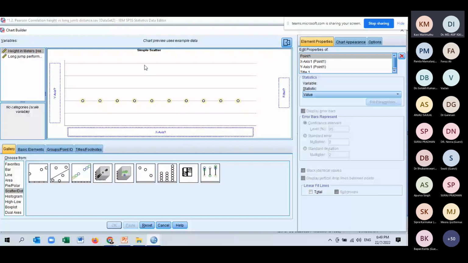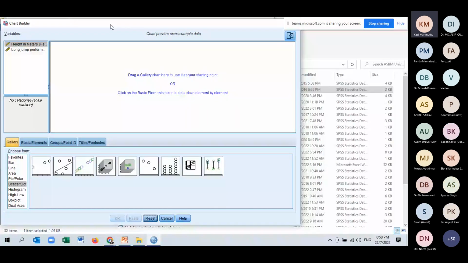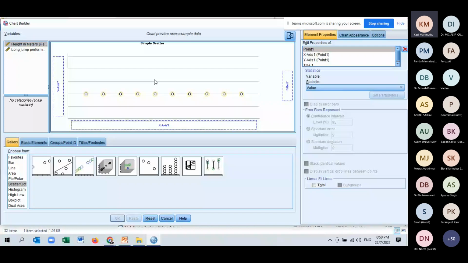Graph, Chart Builder. Do you have this Chart Builder window? In this gallery, you have Favorites, Bar, Line, Area, Pie/Polar. The next one is Scatter. Just click using your left mouse, and you have a couple of scatter options. The simple scatter, the first one: click, drag and leave it in this white space.